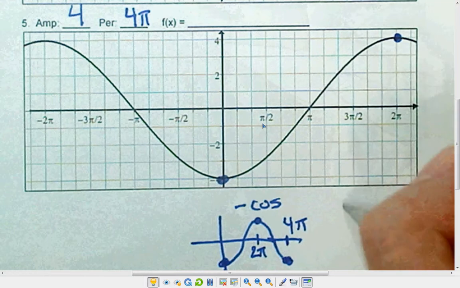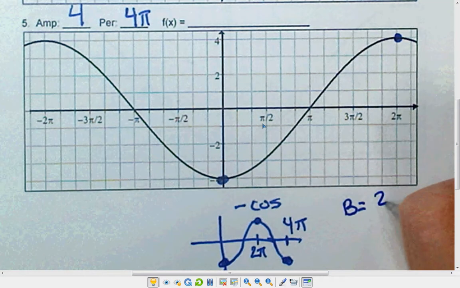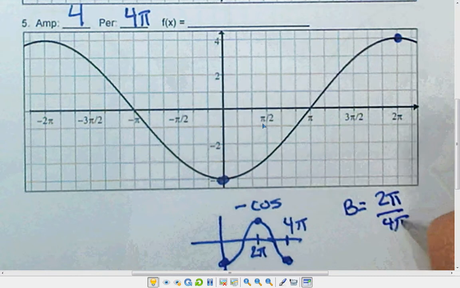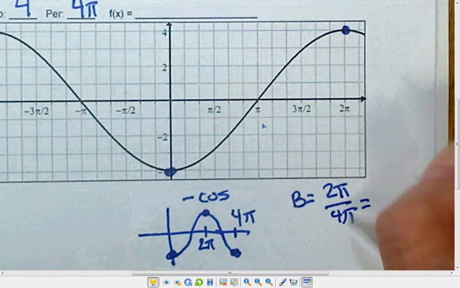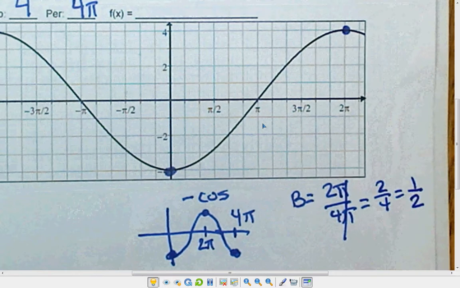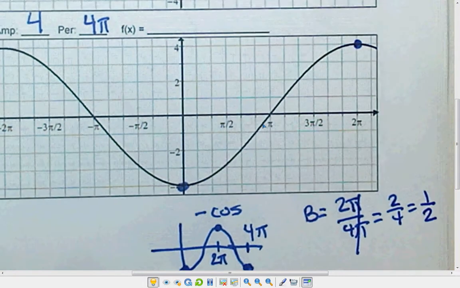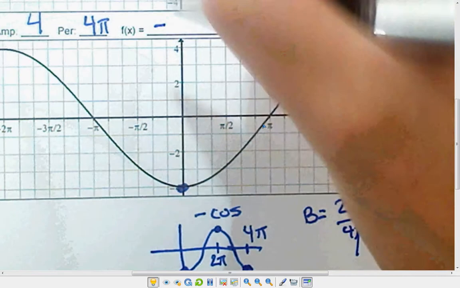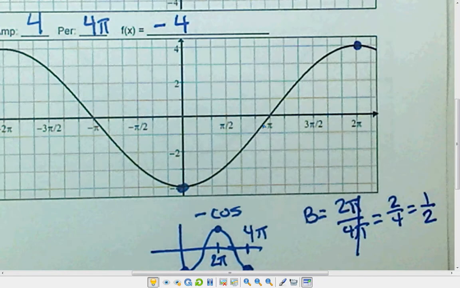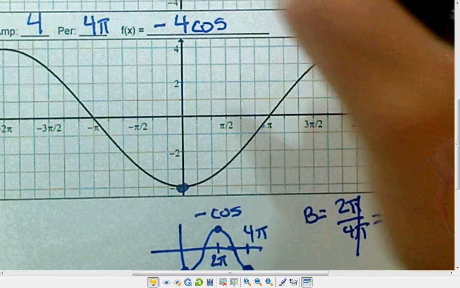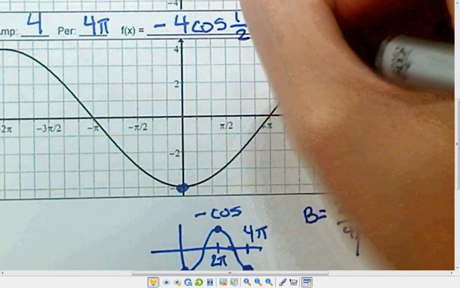And so, again, we're going to do b equals 2 pi divided by our period, which is 4 pi. The pi's cancel out, so we're left with 2 over 4, which is the same thing as 1/2. So this is my b value. Okay, so because it's negative, here's a negative. Amplitude is 4. It's a cosine function. And then we found our b, which is 1/2. The 1/2 goes in front of the x.